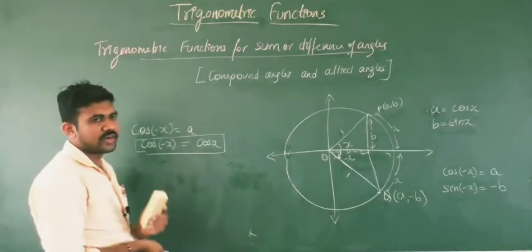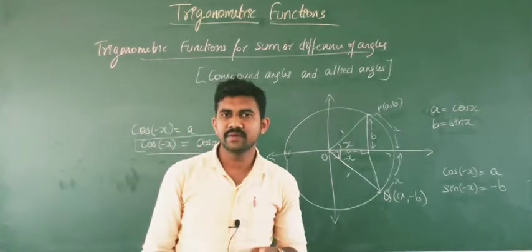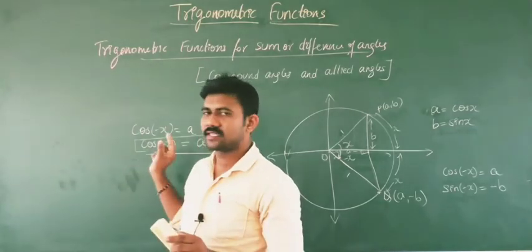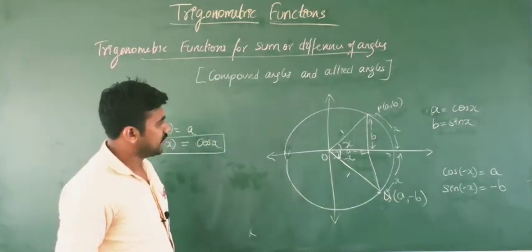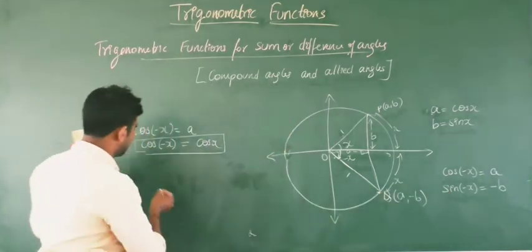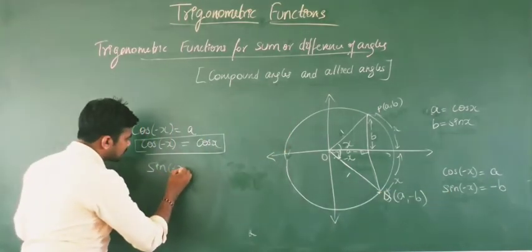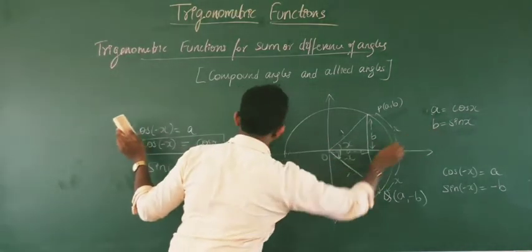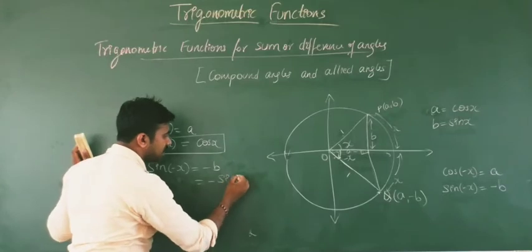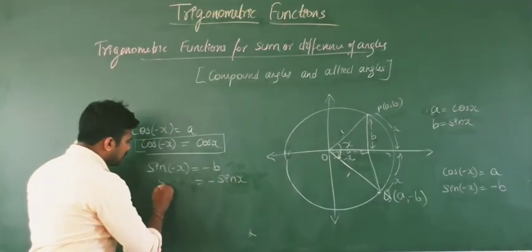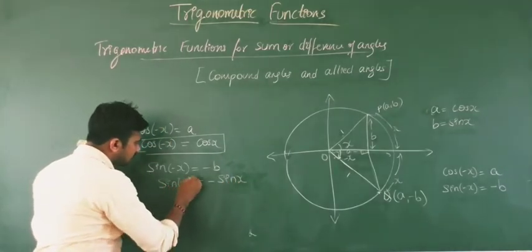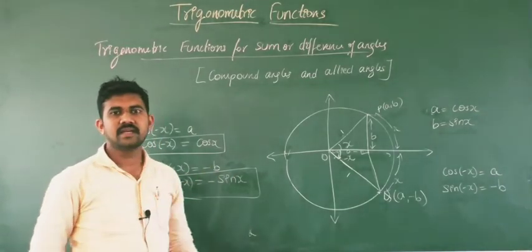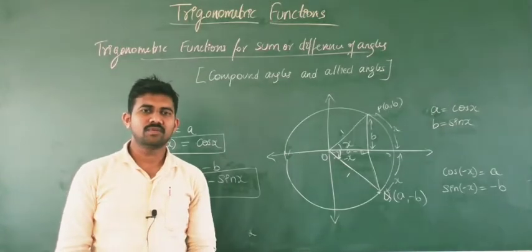So we can say cos of minus x is nothing but cos x only. In the fourth quadrant, if you consider the angle, we get negative, and in that case cos is positive. Cos of minus x is cos x only. Similarly, sine of minus x is nothing but minus b, but b is sine x, that is the standard value of b. So sine of minus x is minus sine x in the fourth quadrant. Sine takes a negative value, cos takes a positive value.